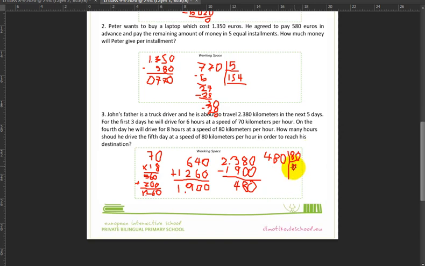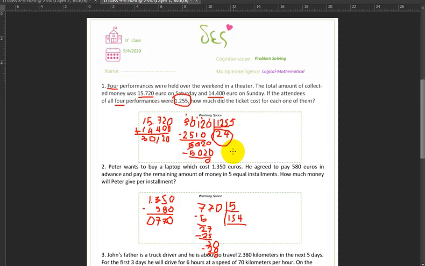Because 8 fits into 48 6 times. Oh, and look at that. If we do 6 times 80, we're going to get 480. So our answer is that he needs to drive for another 6 hours.